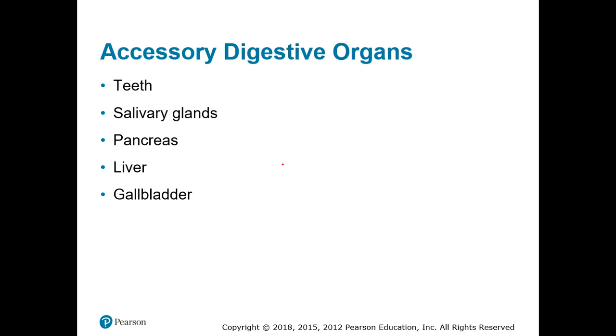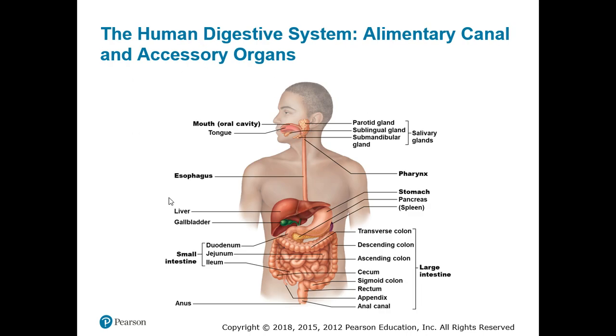In terms of accessory digestive organs, things like your teeth, I would also include your tongue, salivary glands, pancreas, liver, and gallbladder. They're located in this picture: your tongue, liver, gallbladder, and pancreas, and even up here your salivary glands.